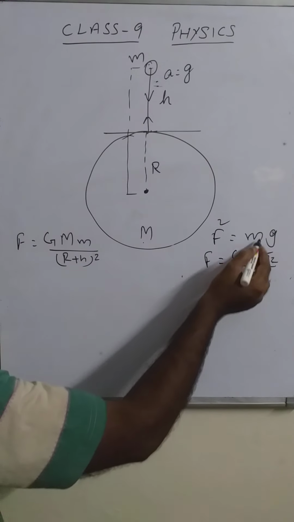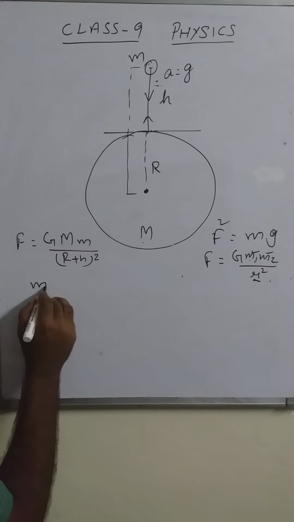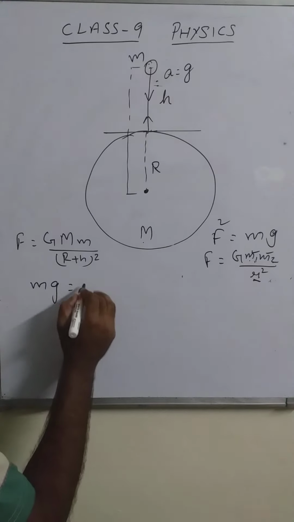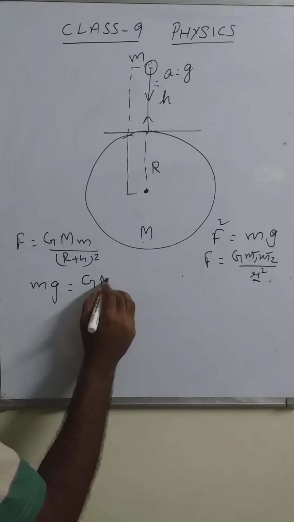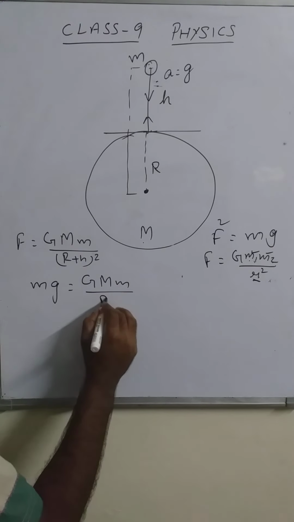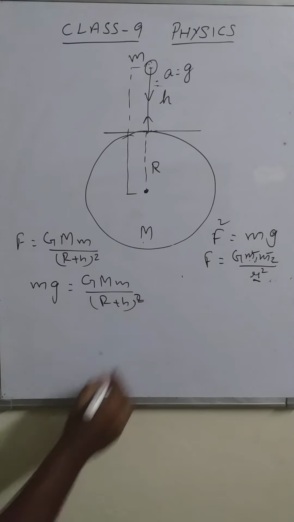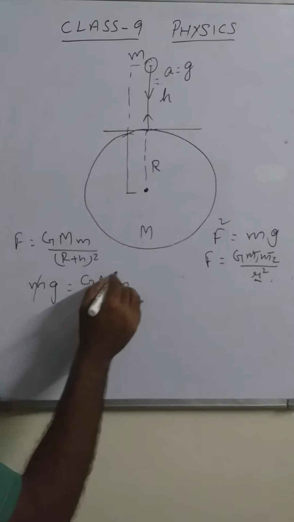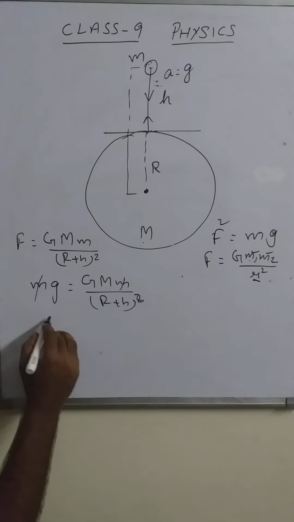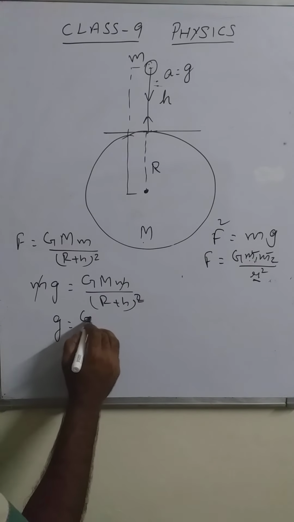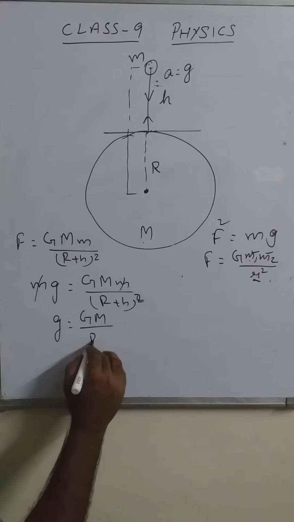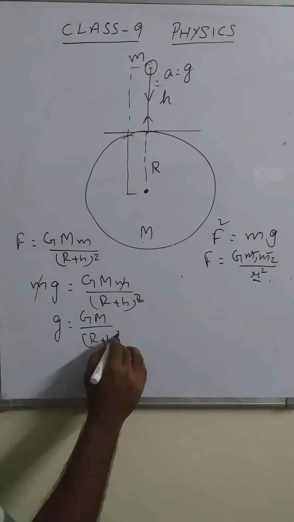If we compare these two relations, we get m into g equal to G M m over (r plus h) whole square, right? On simplifying, we get g equal to G M upon (r plus h) whole square.